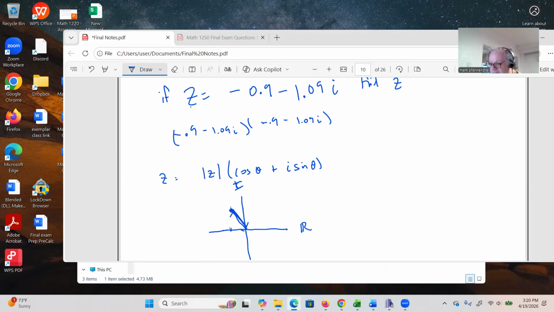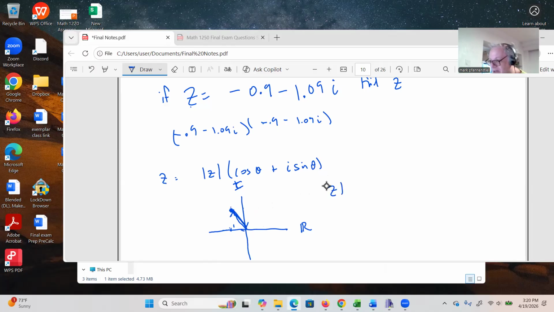The absolute value is only the distance between 0 and that point. That works for real numbers and it works for complex numbers. Your book may call it the modulus of the number. We're going to call it the absolute value. It's a triangle, so we need the hypotenuse of this triangle.